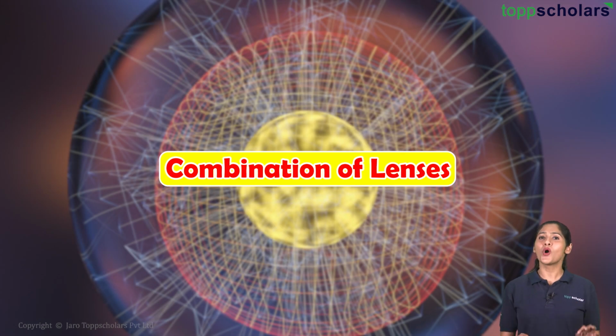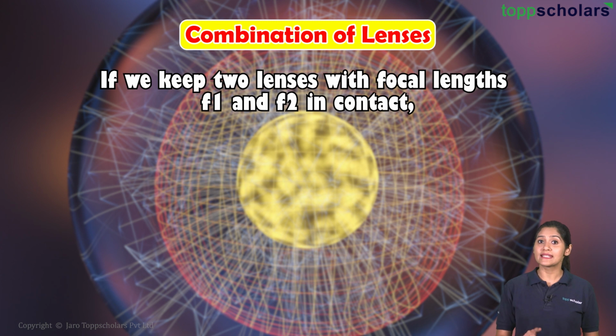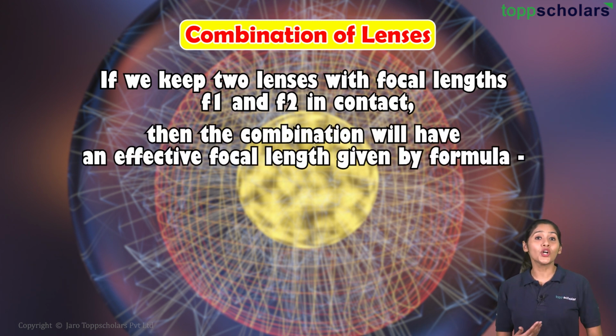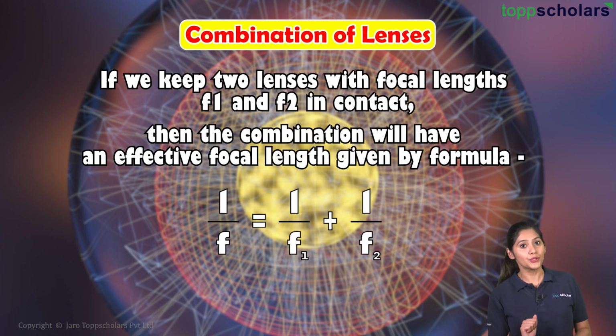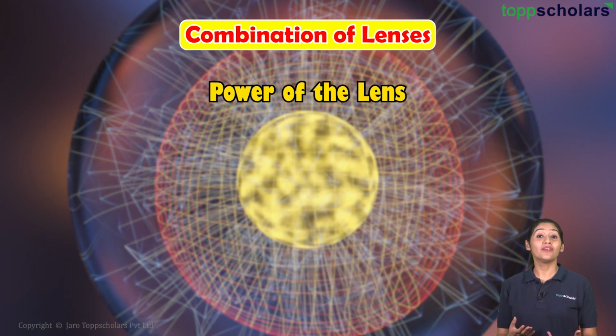Let's not miss the small and simple topic of the combination of lenses. If we keep two lenses with focal length F1 and F2 in contact, then the combination will have an effective focal length given by the formula 1 upon F is equal to 1 upon F1 plus 1 upon F2. This applies to the power as well.